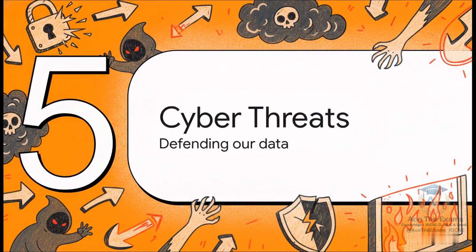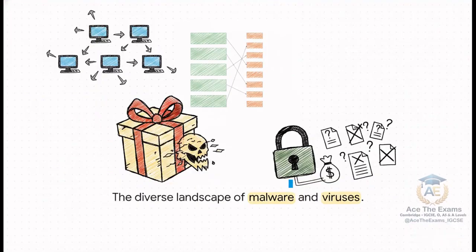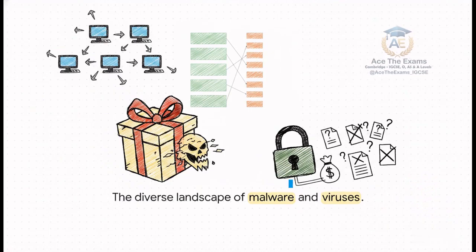Chapter 5, Cybersecurity Threats and Defenses. With our software running and data flowing, we enter the most dangerous part of the whole journey. The digital landscape is crawling with malicious actors creating all sorts of malware. We tend to use the word virus for everything, but a true virus is a very specific code that replicates itself by attaching to host programs. Trojans are completely different. They disguise themselves as legitimate software to trick you into installing them.